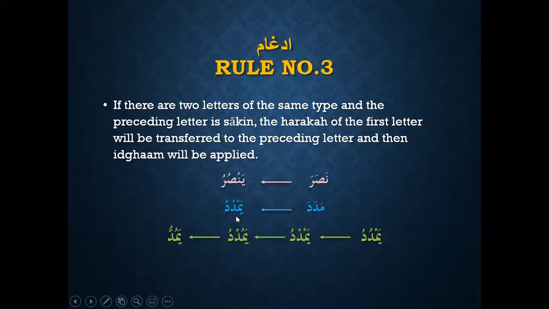So what you do is you just take that dhamma of the dal and give it to the meem before it. You just swap it around, so that the meem becomes mutaharrika and the dal sakina, because the dal has to be sakin as it is going through this transformation of idgham under the shadda sign. So yamdudu becomes yamuddu, and you write it with one dal again under the tashdid sign.